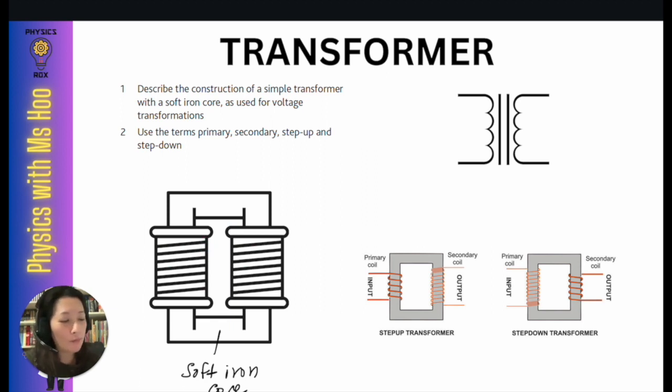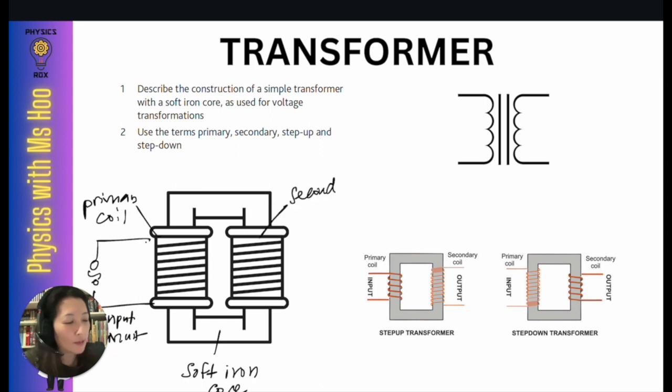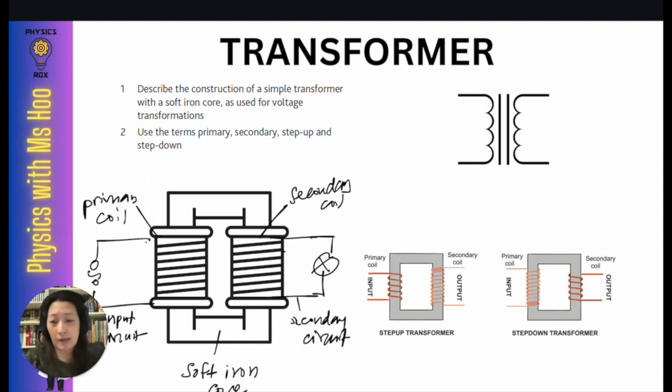So we have a primary coil which is connected to the input circuit. The input circuit is the one with the AC power supply. And we have the secondary coil, which is connected to the output circuit, which is where we would normally connect the device that we want to operate. The secondary circuit does not have a power supply.